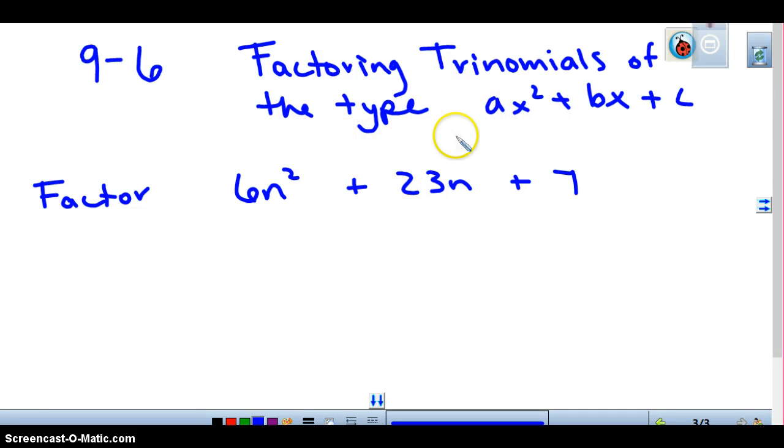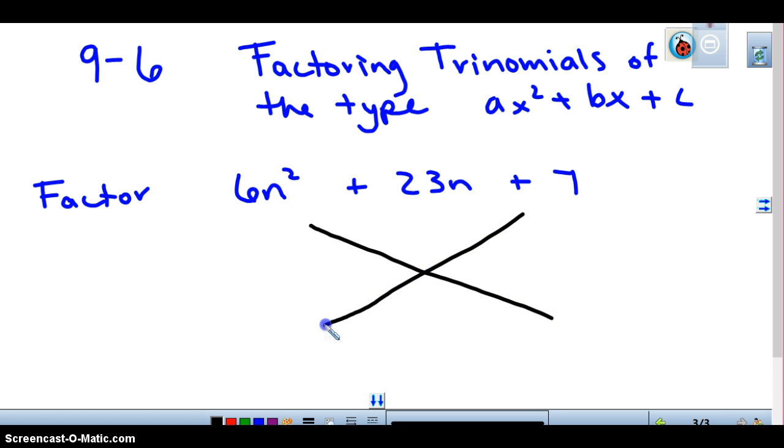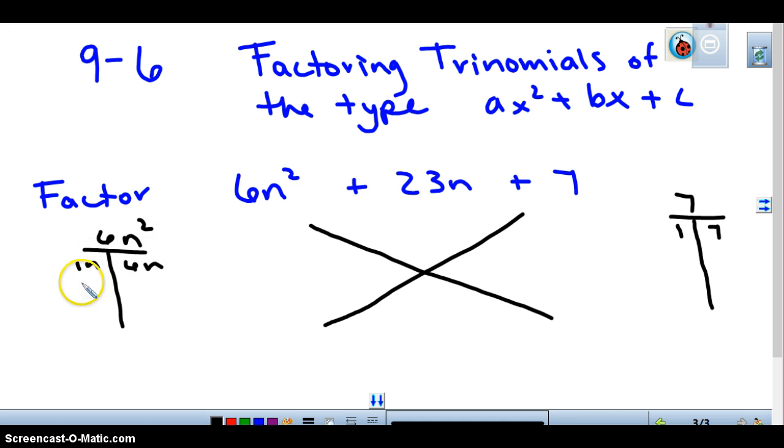Factoring trinomials of the type ax squared plus bx plus c. If we have to factor 6n squared plus 23n plus 7, like we did yesterday, we have to factor 7, we have to factor 6. What are the factors of 7? 1 and 7. What are the factors of 6, or 6n squared? 1n and 6n.